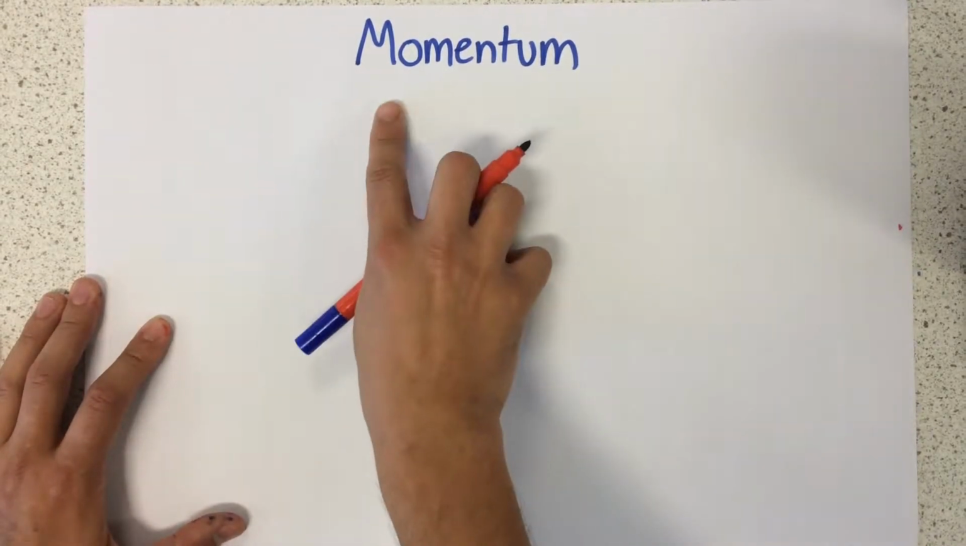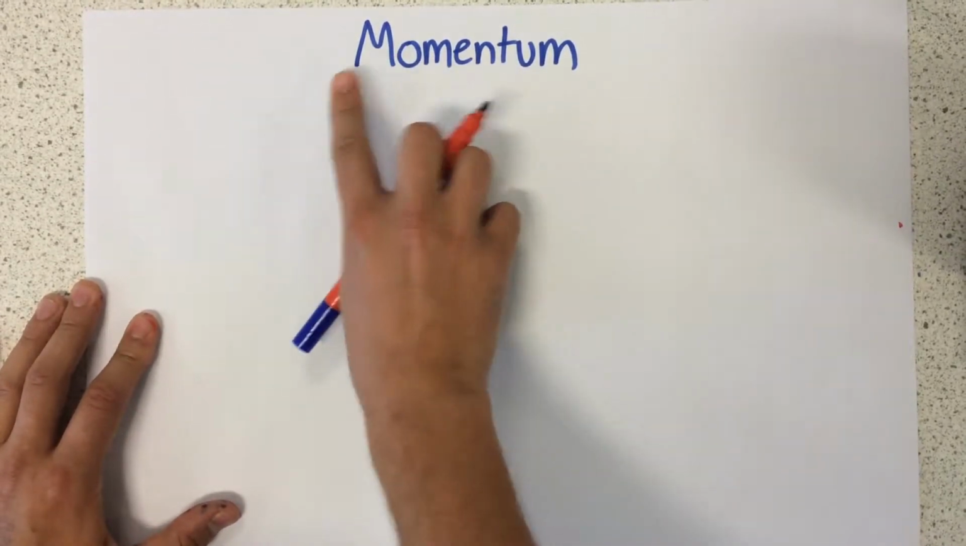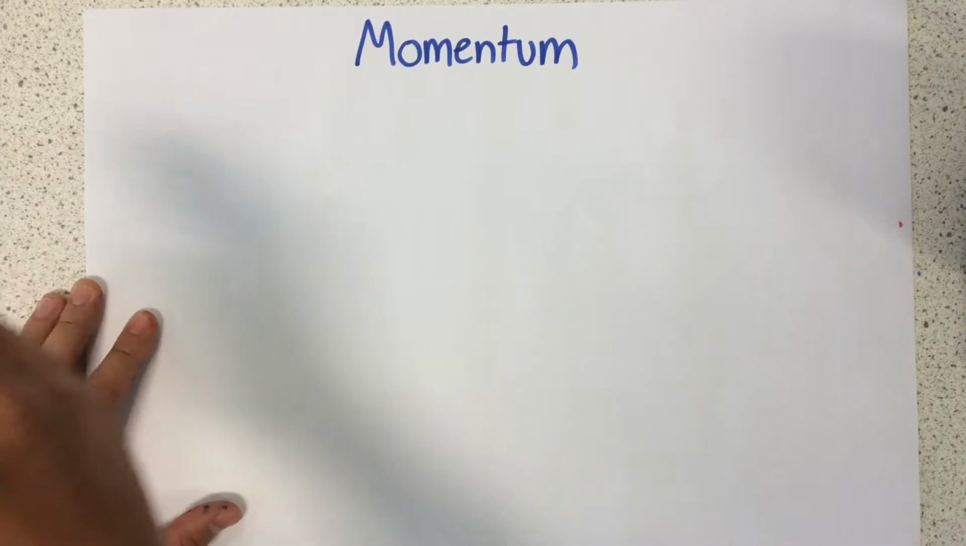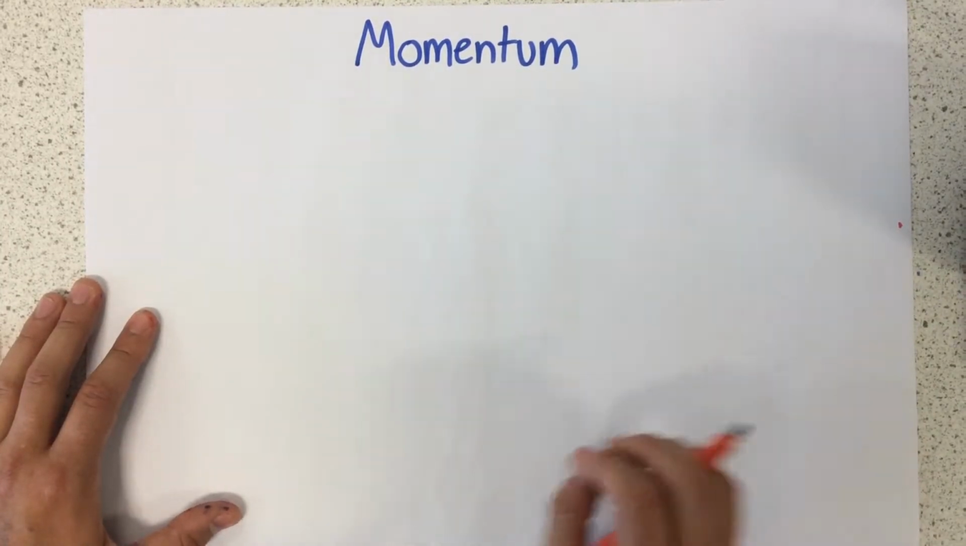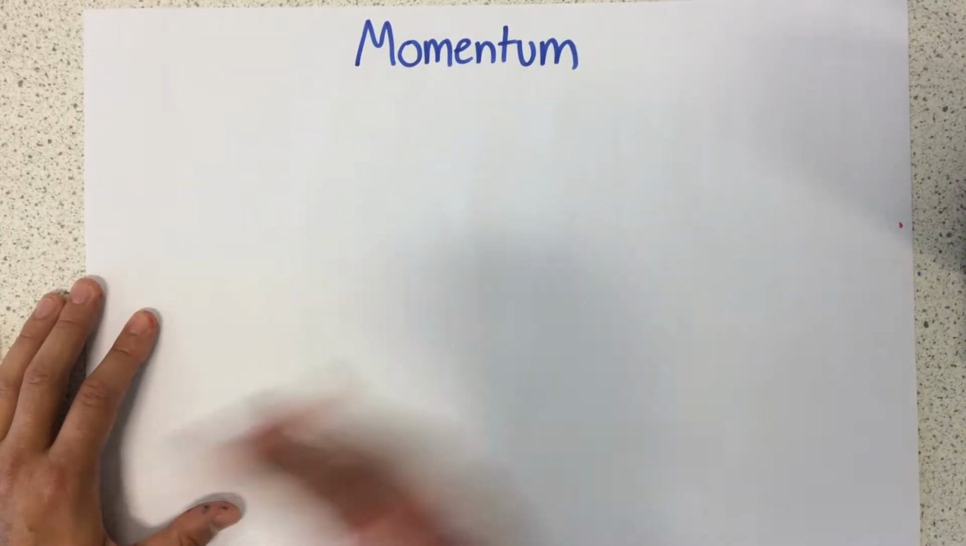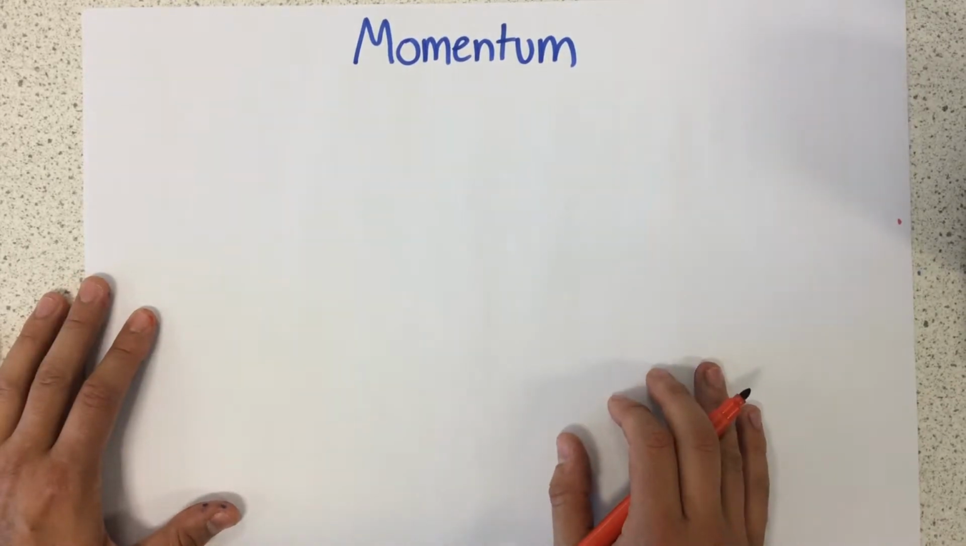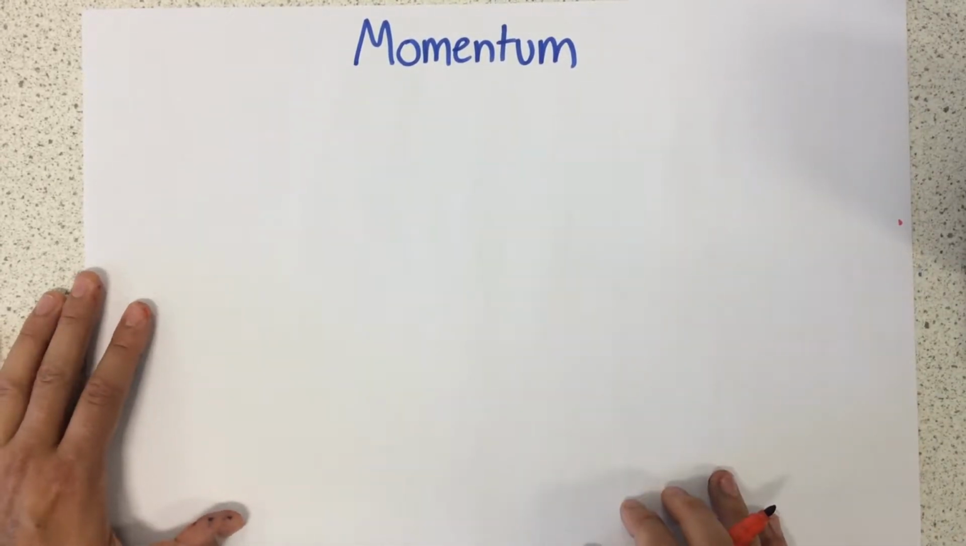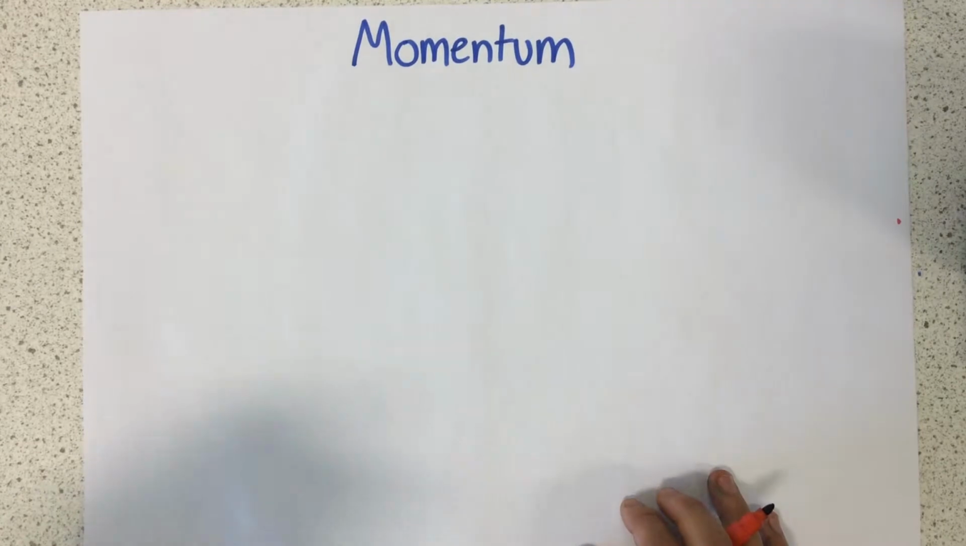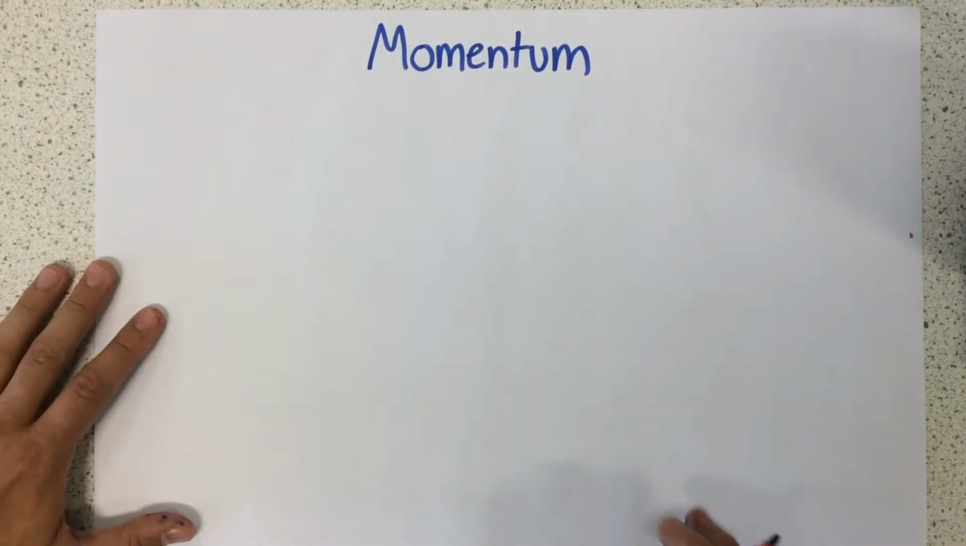Okay, today I'm going to talk to you about momentum. Now, it's a bit of an abstract concept. Every moving object has a quantity of motion, and that quantity of motion is called momentum. It's essentially how much oomph an object has. If an object has more momentum, it's more difficult to get it to stop.